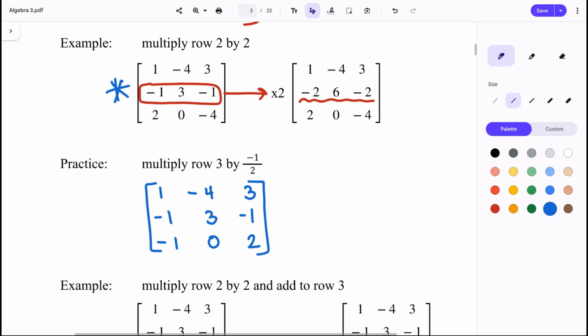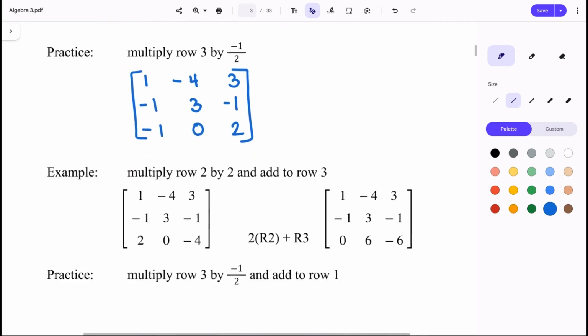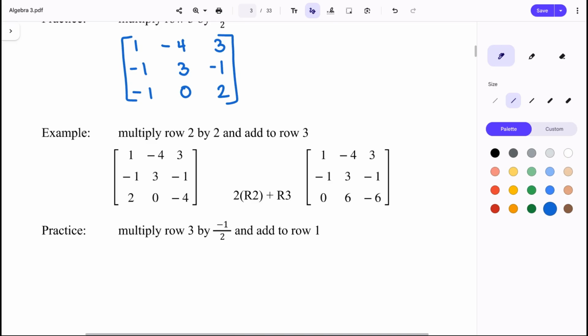We just did a real quick multiplication. The last example I have on this page is combining those things. We want to multiply row 2 by 2, and then add it to row 3. So they wrote that here. This is a notation that you're going to see a lot, where I might write 2 times R2, which stands for row 2, plus R3, which is row 3. We're working with these two rows, but we took 2 times the -1, the 3, and the -1 first, and then we added it to row 3.